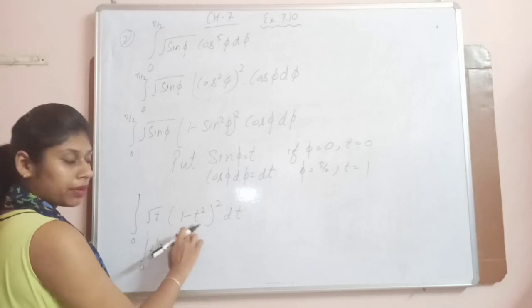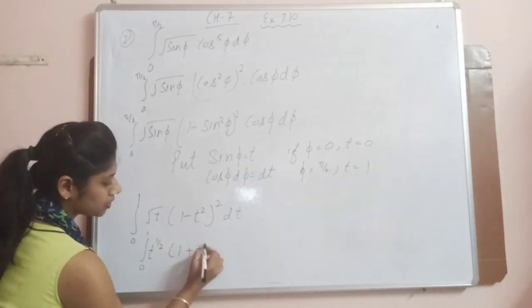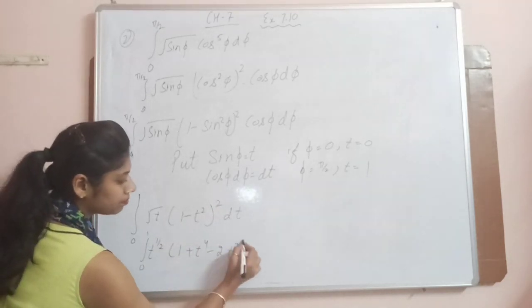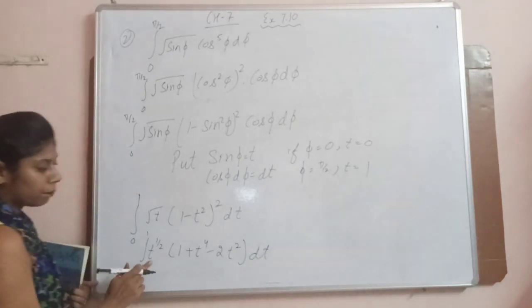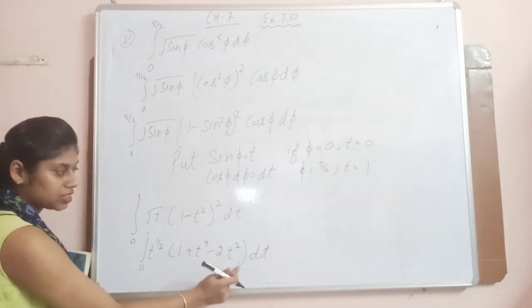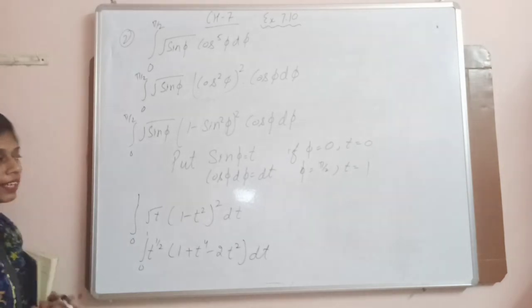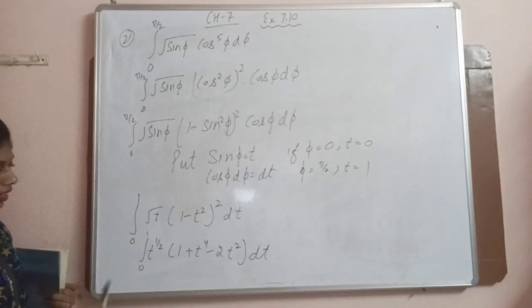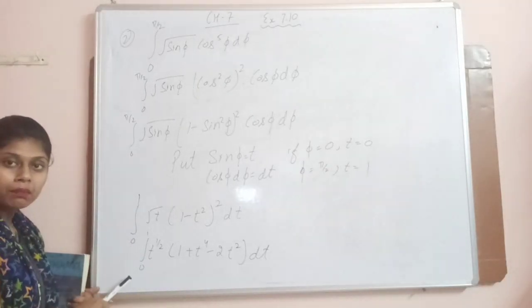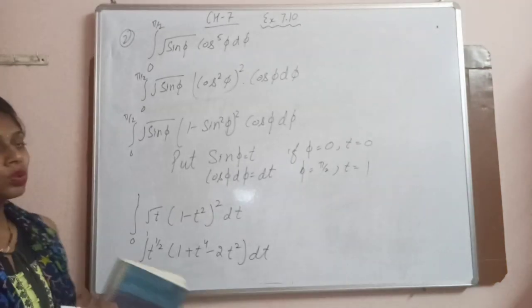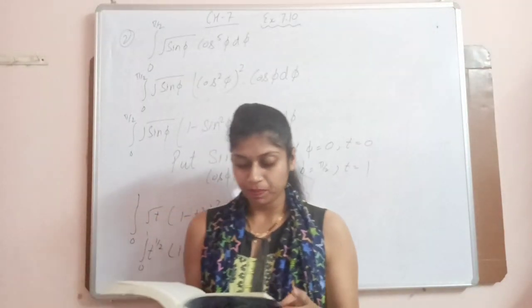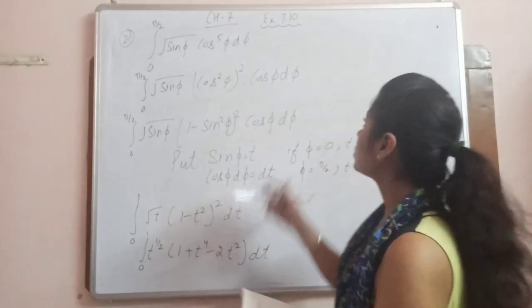Apply the identity (a − b)² = a² + b² − 2ab. Now multiply this term with each term and then take its integration. After taking the integration, put the limits, upper limit minus lower limit. Do the calculation by yourself. Next, third question.